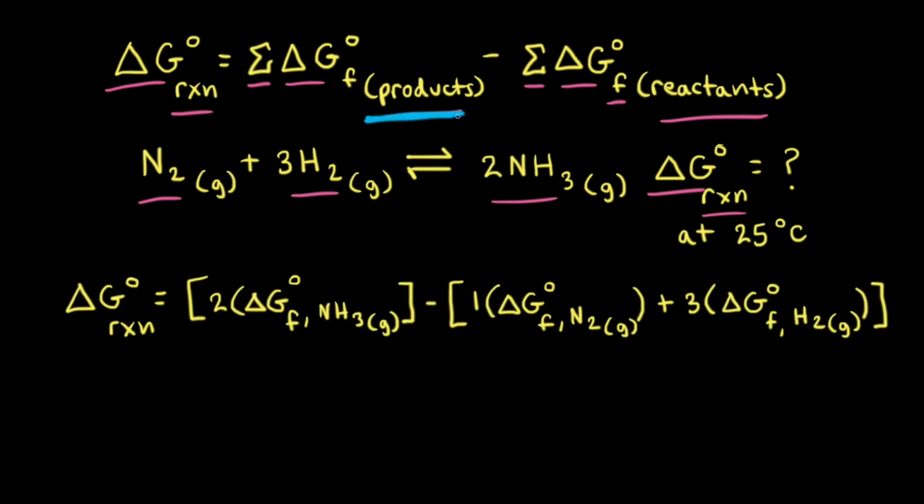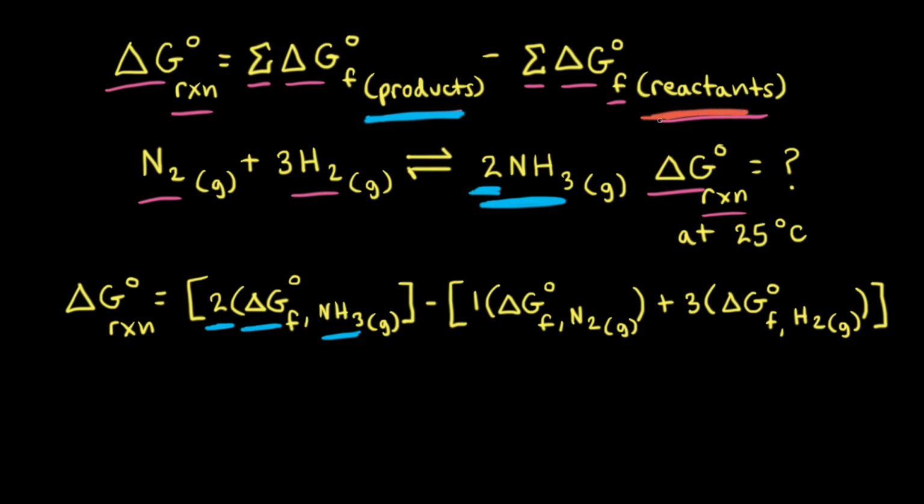First, we need to think about our products. For this reaction, we have only one product, and that's ammonia. Notice how there's a 2 as a coefficient in front of ammonia in the balanced equation. So we would need to look up the standard change in free energy of formation of ammonia at 25 degrees Celsius. And because this value is per mole of ammonia, we would need to multiply it by 2 because we have 2 moles in our balanced equation.